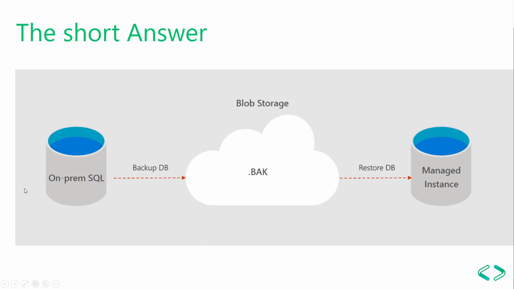Now, if you're running 2012 and above, there is a native backup direct to the Blob Store. If you're running below 2012, or if you've got a slow internet connection, what you can do is just take a local backup, and then there's tools like AzCopy and stuff to copy the backup to the Blob Store. So you can always get the backup into a Blob Store in some way.